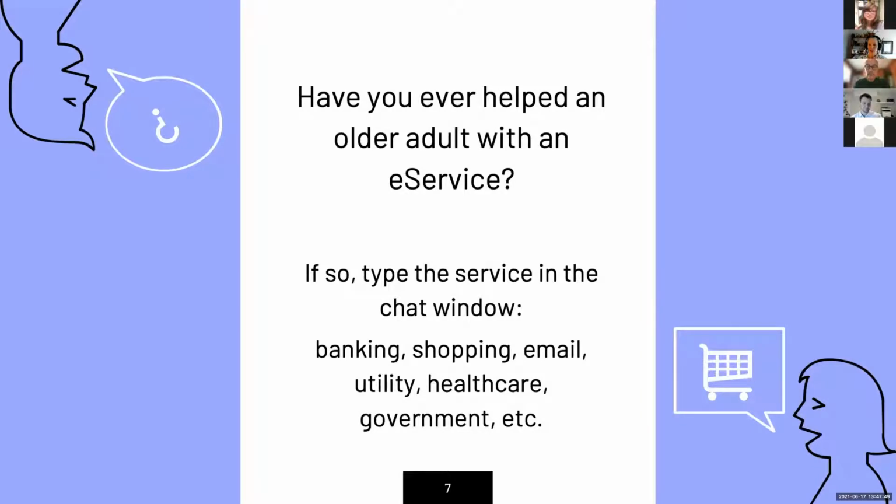So what I'd love to do is to hear from you for a moment. Have you ever helped an older adult, somebody who's 65 or older, with some kind of e-service? If so, please go ahead and type the type of service you helped an older adult with in the chat window, and let's see how people have been using this.